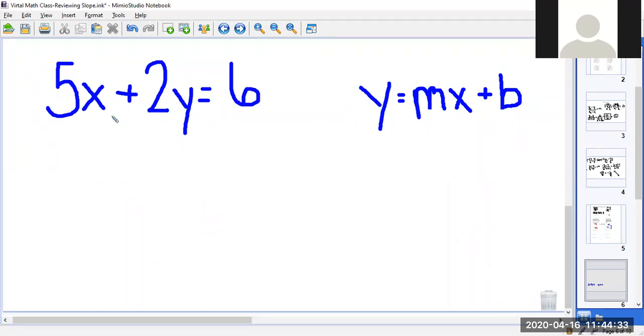So the first thing we have to look at is, you see how x is on this side of the equation? So that means we're going to have to move this 5x over here. We do that by subtracting 5x from both sides.